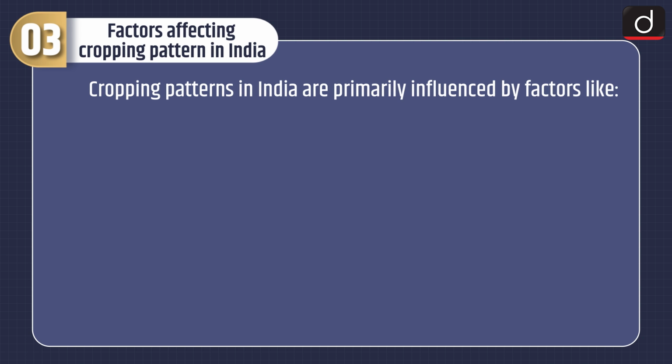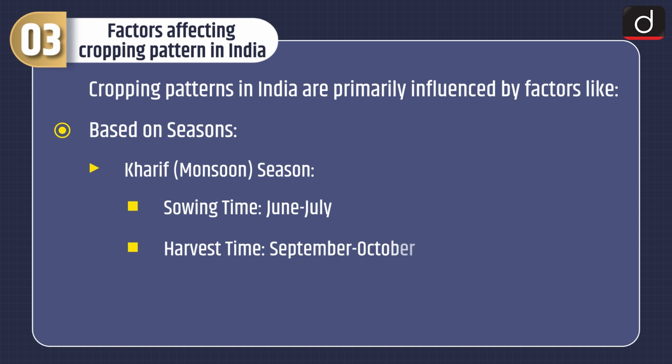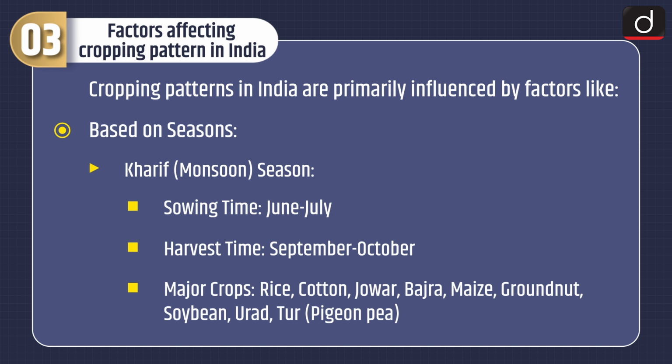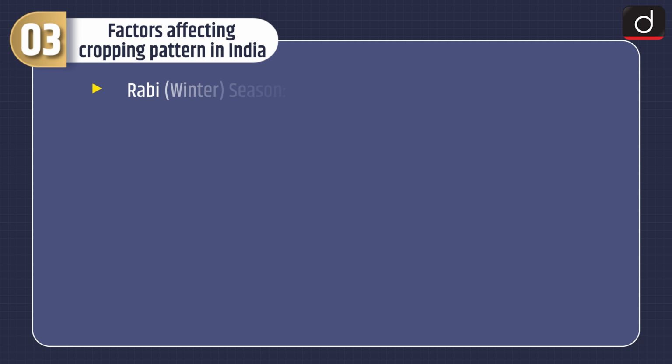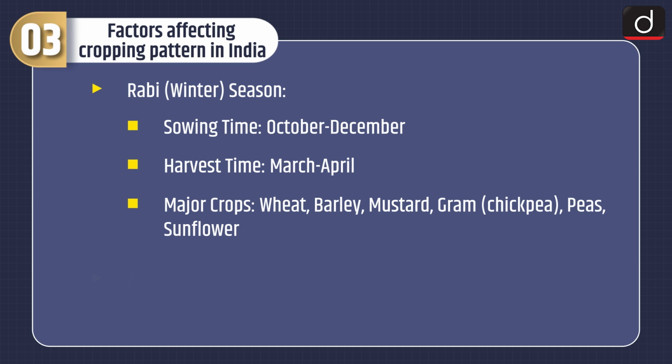Cropping patterns in India are primarily influenced by factors like the following, based on seasons. First is Kharif, the monsoon season. Sowing time June to July. Harvest time September-October. Major crops: rice, cotton, jowar, bajra, maize, groundnuts, soybean, urad, tur, that is pigeon pea. Rabi, the winter season. Sowing time October-December. Harvest time March-April. Major crops: wheat, barley, mustard, gram, peas, sunflower.